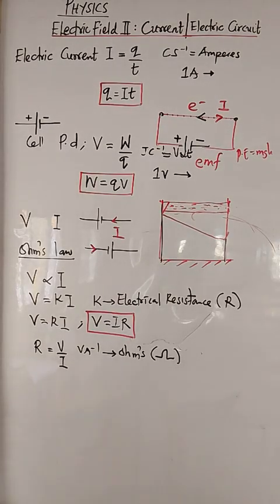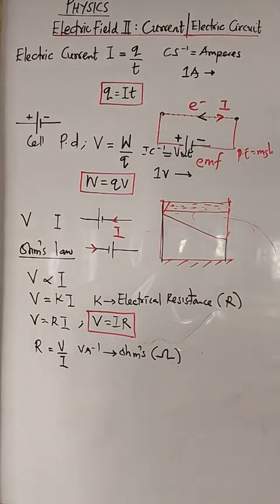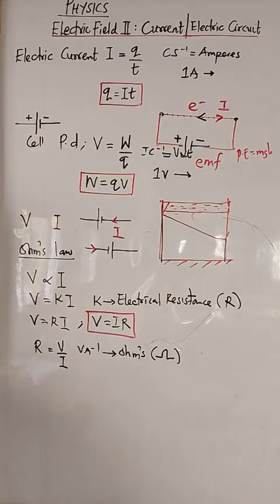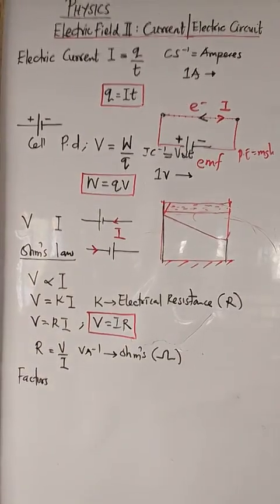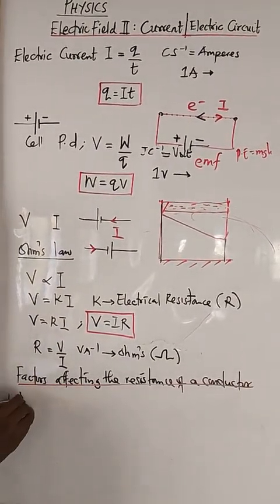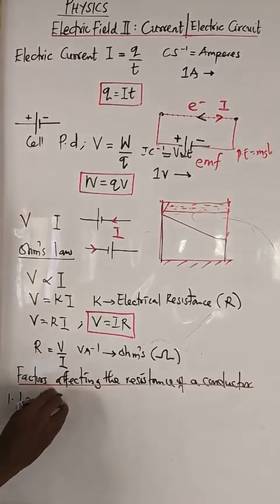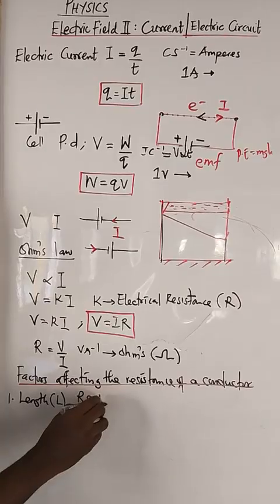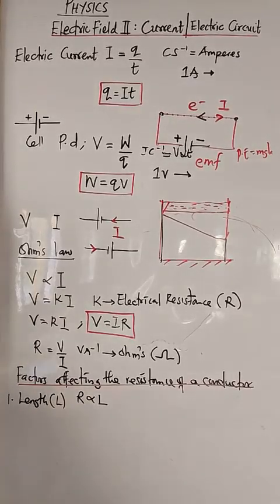So for every metal or every conductor, what are conductors? They are solids. They allow current to pass through them easily. Non-conductors do not allow current to flow through them easily. So every conductor has what we call electric resistance, resistance to the flow of current. And there are many factors that affect the resistance of a conductor. The first factor is the length of the conductor. The longer the length of the conductor, the more the electrical resistance.